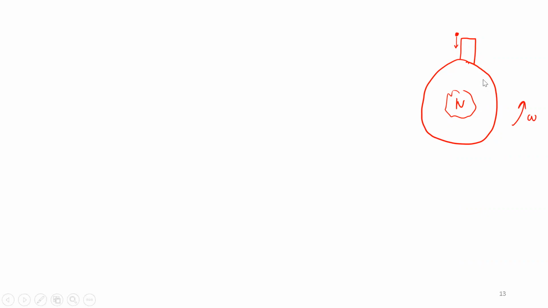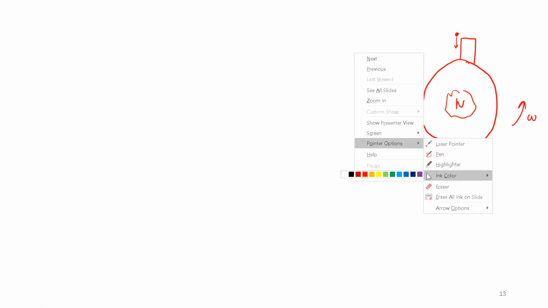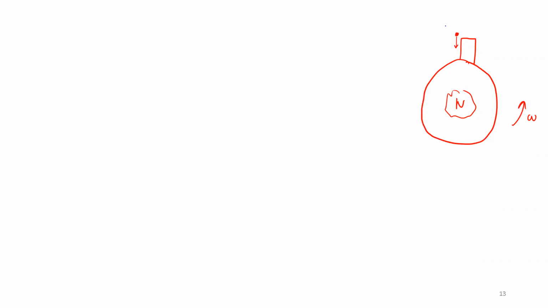So you yourself are not in a rotating frame. Now let me draw this part again. What you see is the following: the Earth, the ground, and the ball dropping like this.